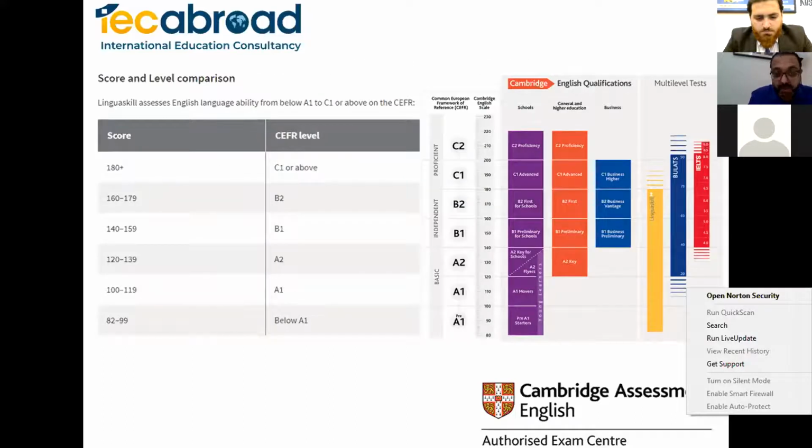As I told you about Linguaskill, as you can see on the right-hand side, there are 3 bars: yellow, blue, and red. They work on the same CEFR framework. It starts from the A1 level and goes up to the C1, C2 level.